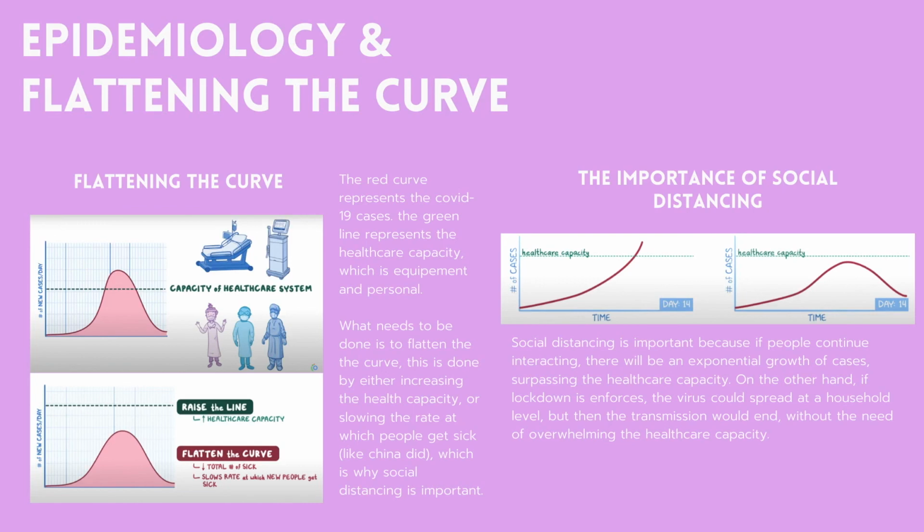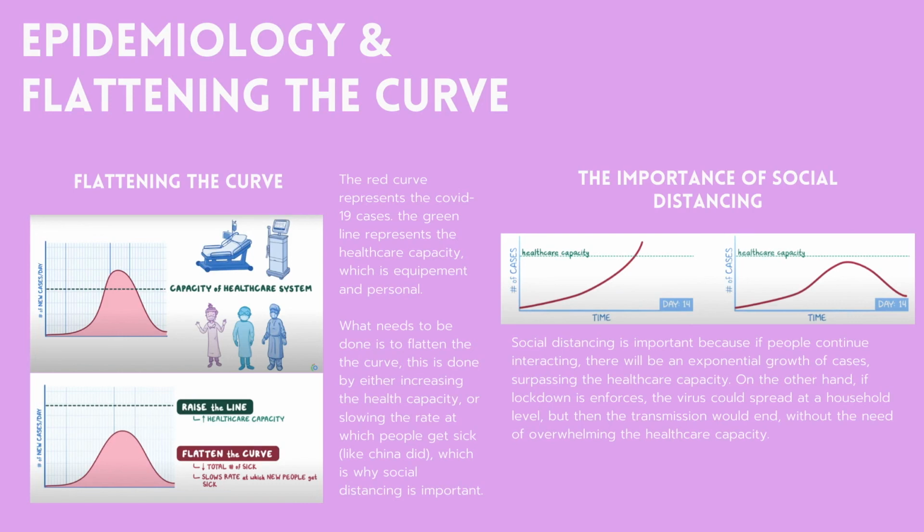Talking a little about epidemiology and flattening of the curve, the red curve here represents the COVID-19 cases, and the green line represents the healthcare capacity, which is equipment and personnel. What needs to be done is to flatten the curve, which is done by either increasing the healthcare capacity or slowing the rate at which people are getting sick, like China did. And this is why social distancing is so important.